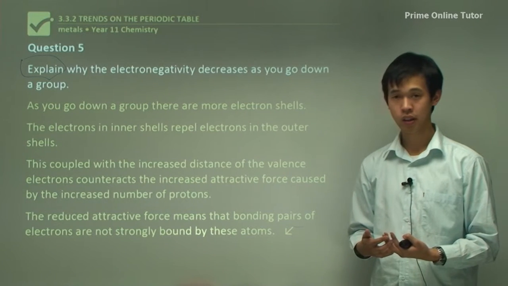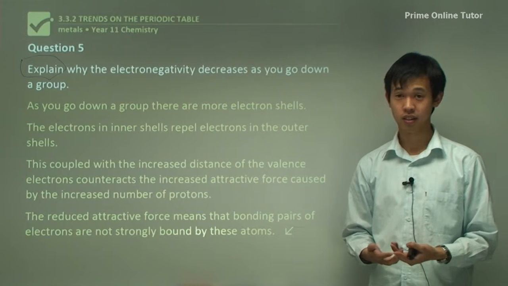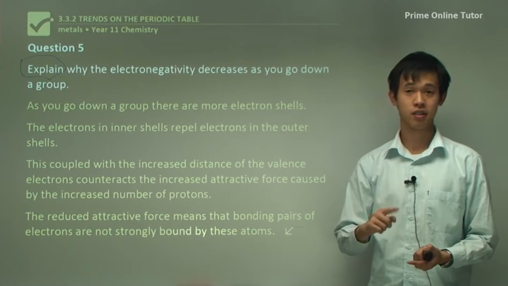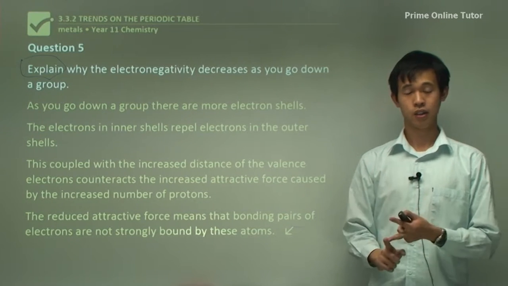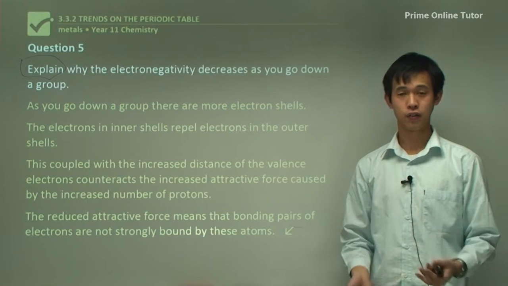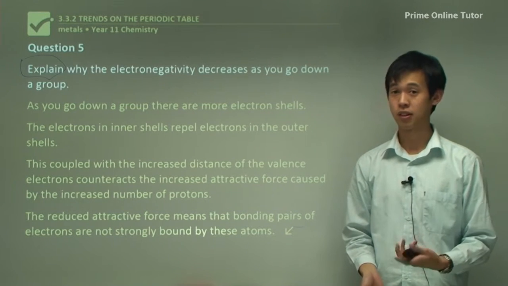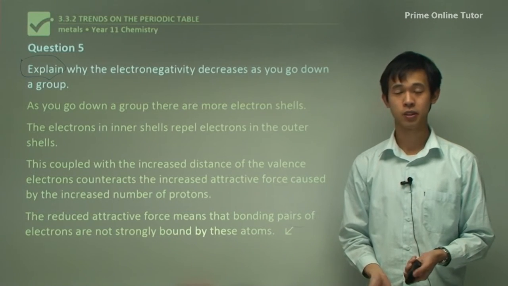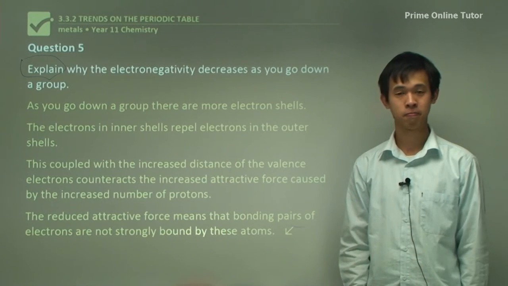So this wraps up today's lesson on the chemical trends in the periodic table. We looked at the trends in atomic radius, valence and reactivity, and electronegativity. Hopefully you've learned something, and in the next lesson we'll be talking about physical properties and how they vary around the periodic table. I look forward to seeing you at our next lesson.